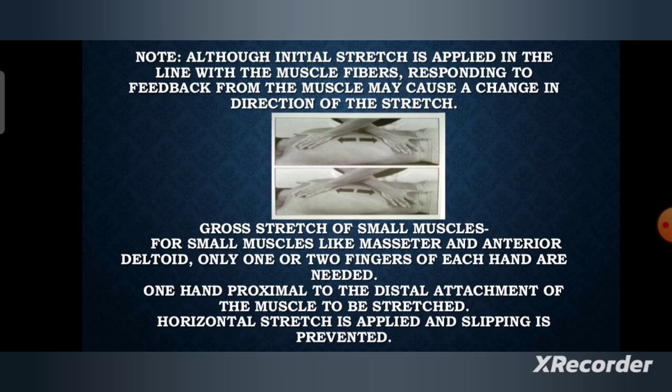Note, although the initial stretch is applied in line with the muscle fibers, responding to feedback from the muscle may cause a change in the direction of the stretch. Gross stretch of the small muscles. For small muscles like masseter and anterior deltoid, only one or two fingers of each hand are needed. One hand is proximal to the distal attachment of the muscle to be stretched. Horizontal stretch is applied and slipping is prevented.